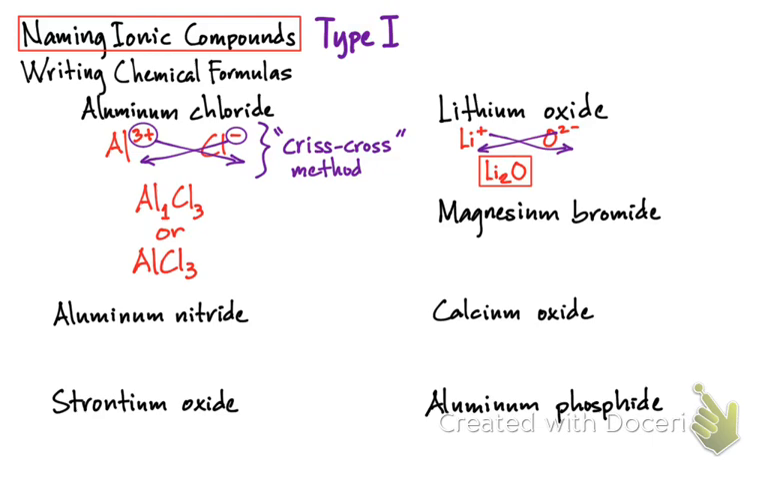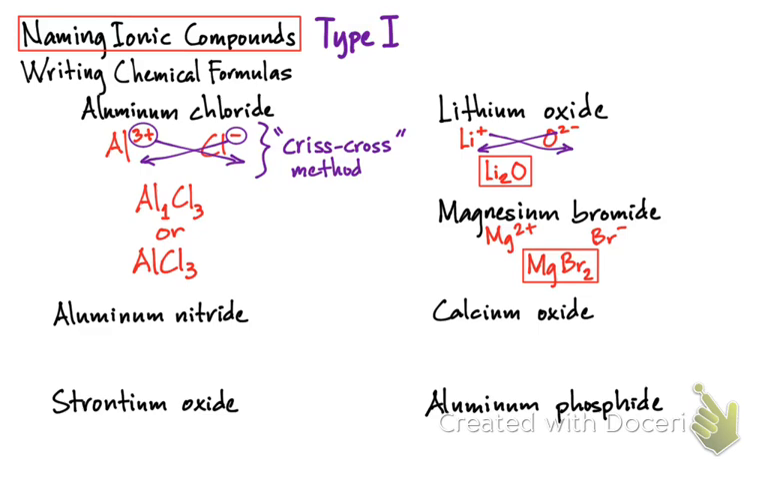Now for the next 5 here, again, if you'd like to try it out yourself, please pause this video. All right, so for the next one here, we have magnesium bromide. So magnesium is in group 2A, and so it will have a positive 2 charge. Bromide ion is group 7A, so it will have a negative 1 charge. So cross them out, and you get MgBr2 for magnesium bromide.